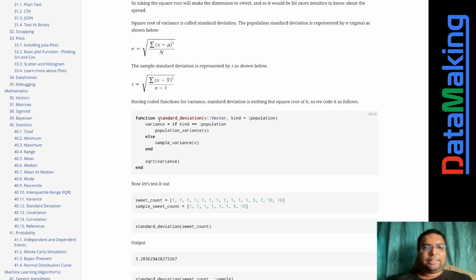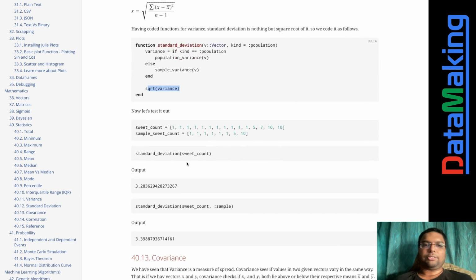So we are just doing this standard deviation. This is the formula, and over here variance is equal to a condition block. If the kind is population, we get population variance. If you haven't seen this concept, this is a way to construct Julia programs and even other programs. Variance picks up whatever is returned out of the condition block. So if the kind is population, we get population variance, otherwise sample variance, and assign it to variance, and then we return the square root of variance.